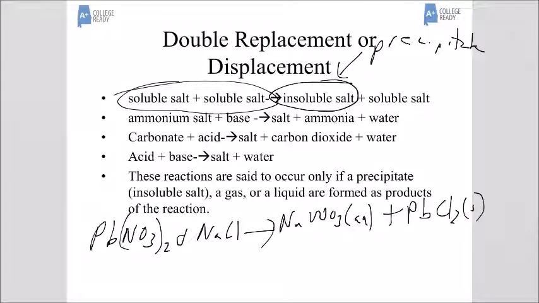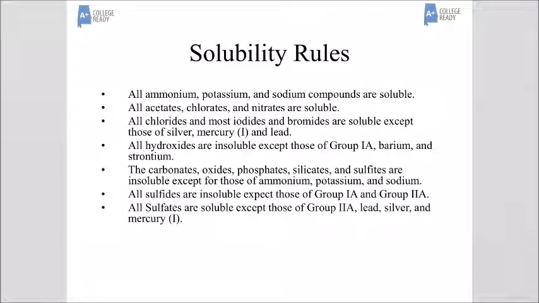Speaking of solubility rules, first of all, let's balance. Like so. Let's look at the solubility rules. These rules tell us which compounds are going to be aqueous or soluble and which ones are going to form precipitates or be insoluble. So for that last example, all sodium compounds are soluble. All chlorides and most iodides and bromides are soluble except for those of silver, mercury, and lead. So lead chloride is not soluble, it's a precipitate.